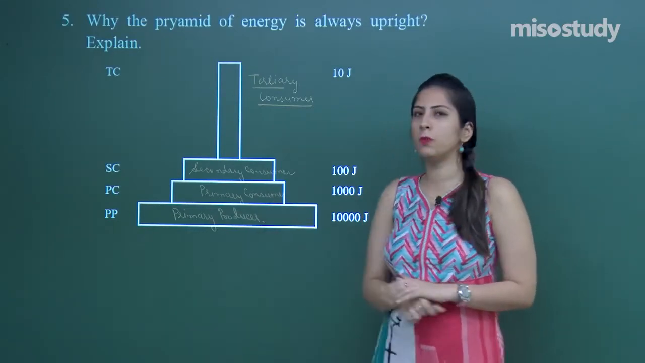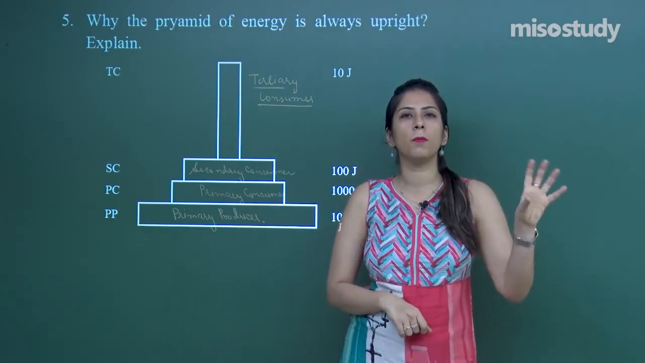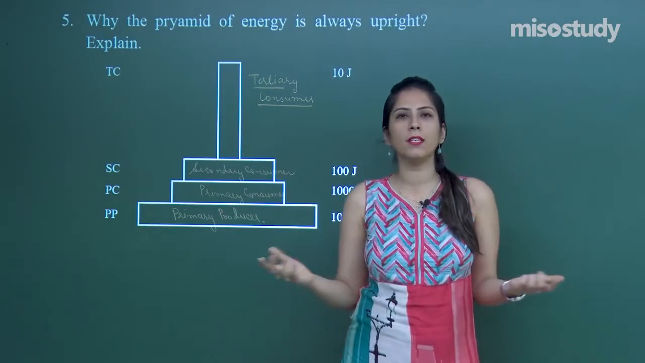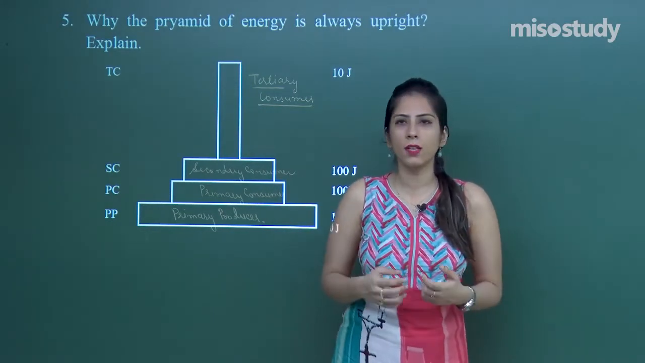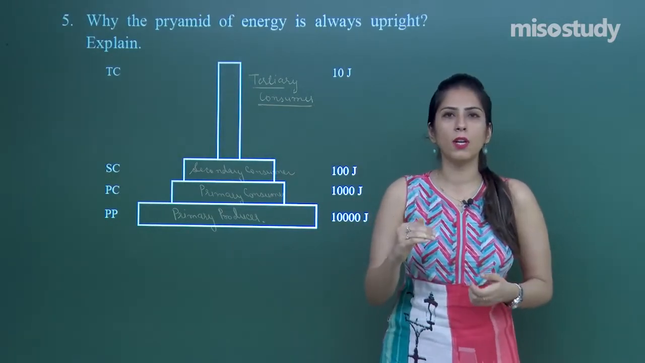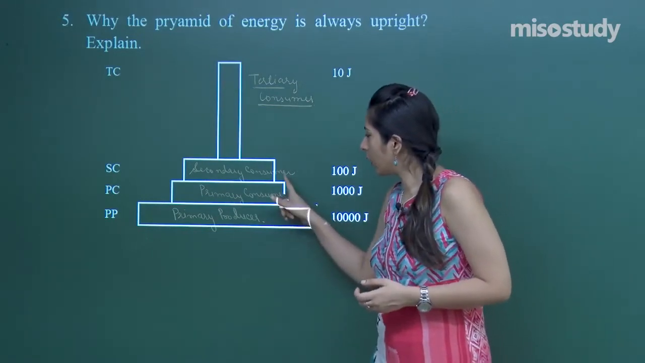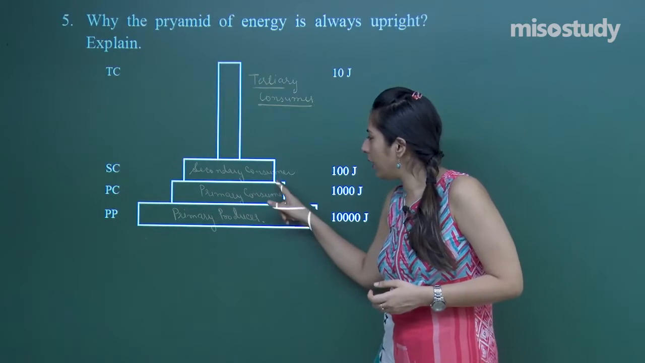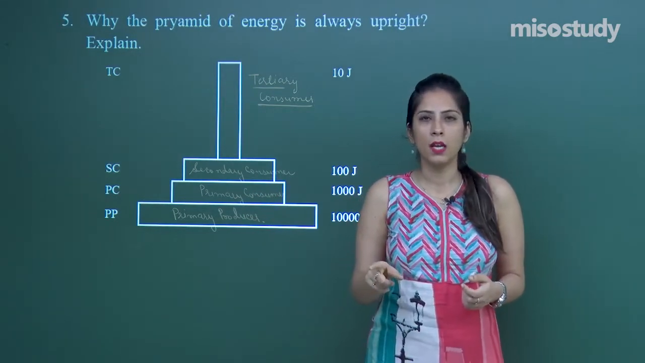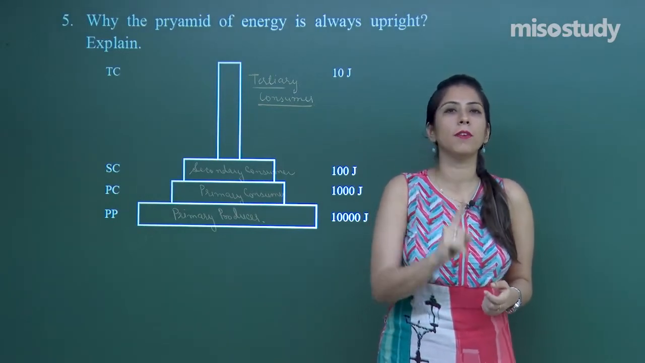In the primary consumer, let's talk about a herbivore. Herbivores feed on plants, right? In the secondary consumer, we can take carnivores as an example, and in the tertiary consumer, let's take an example of a top carnivore, like lions and tigers. When these consumers, the herbivores, feed on the green plants, the amount of energy which is transferred is very less.